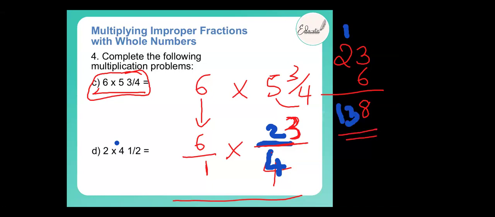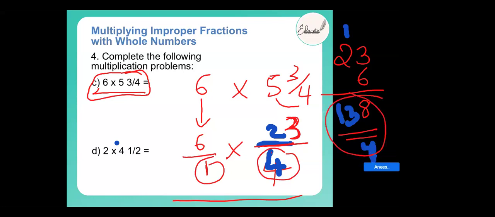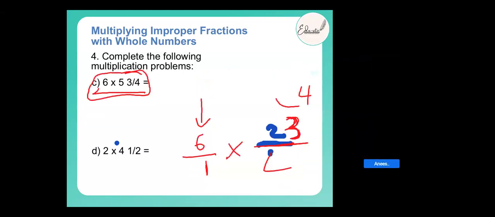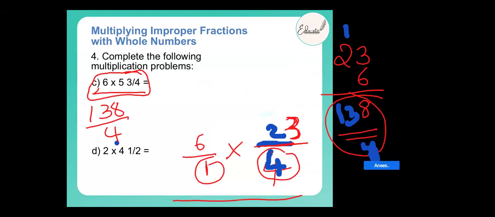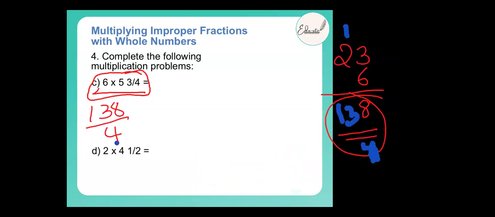So 138 over what, beta? 4. 4 into 1 is 4. Yes, excellent. So this is your final answer, Anis. Write it down. 138 over 4. You can also write this in the mixed format. How to write this in the mixed format, Anis? Do you have to write all the procedures in your worksheet? No, you're just going to write the final answer, right?